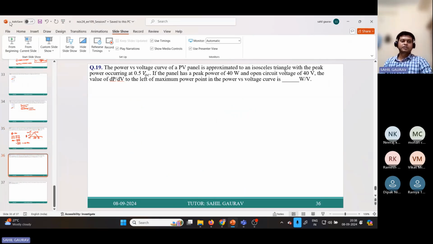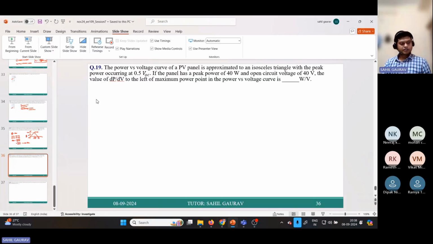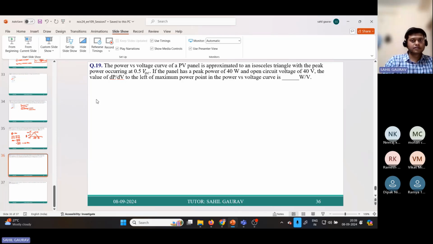Let us see the second last problem. The power versus voltage curve of... I think it is repeated or what? I think there is a mistake here, some mistake in typing the question. So I will solve this problem, and the 19 and 20 problems, and then I will upload the session. They are very easy problems also.